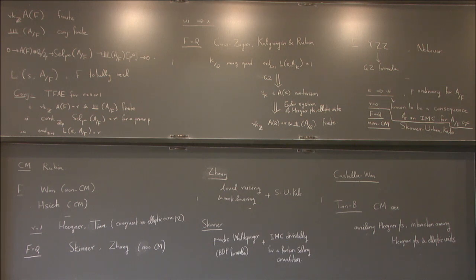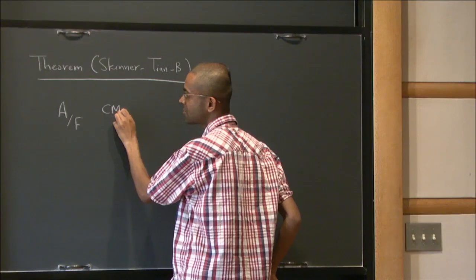So it seemed there may be some issues. So after the long introduction, here is the theorem. Say we start with a CM elliptic curve over a totally real field.